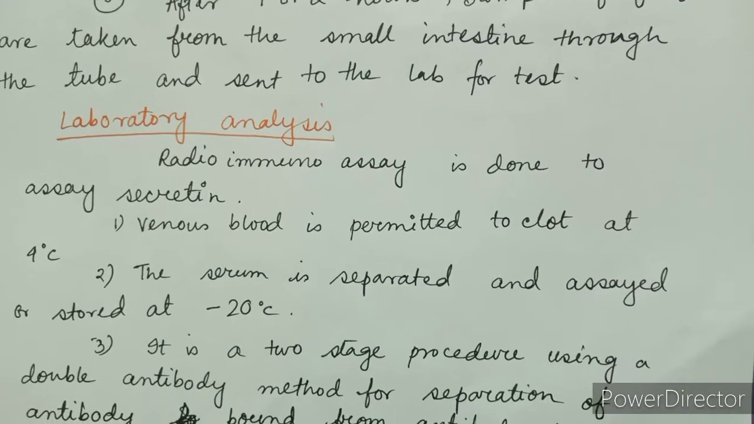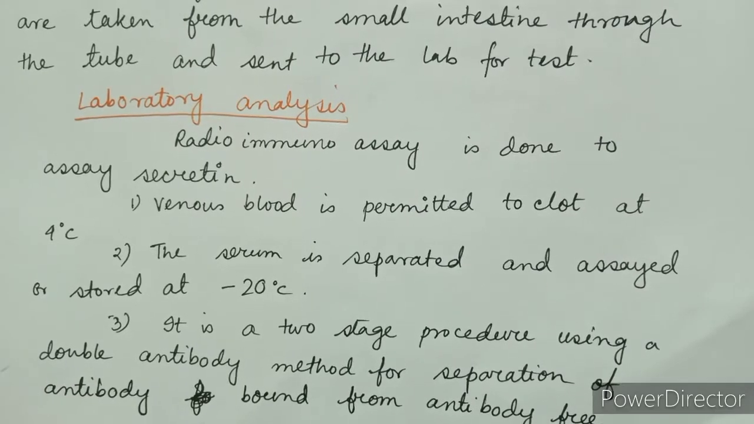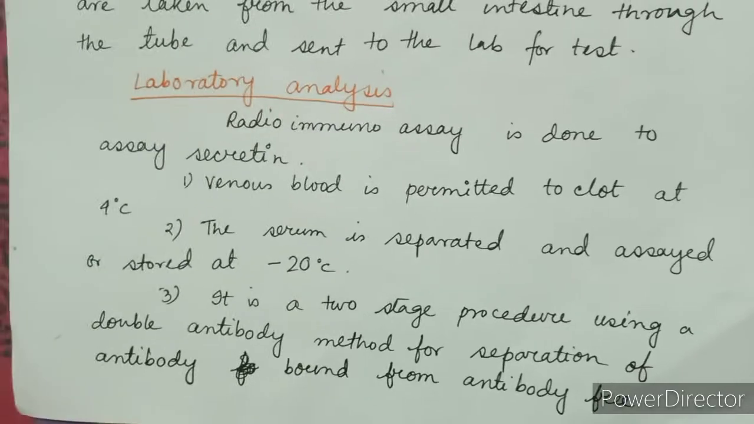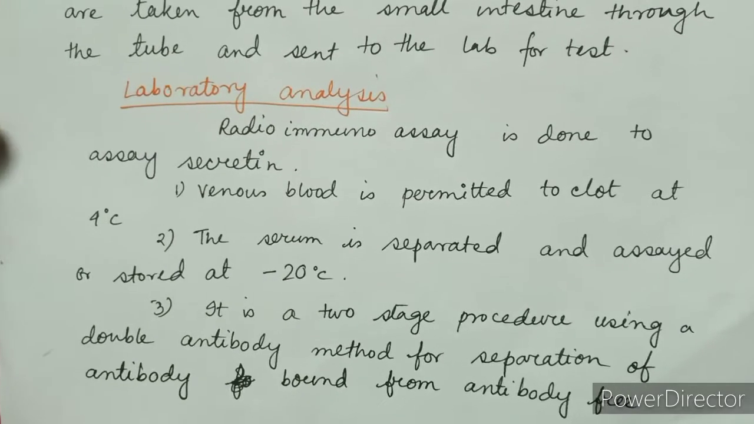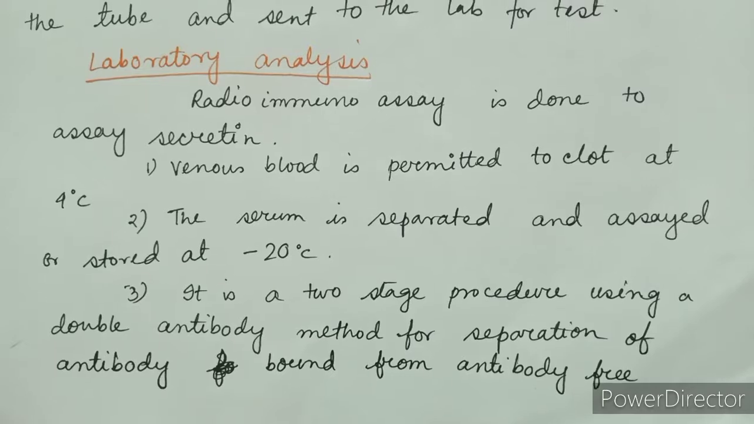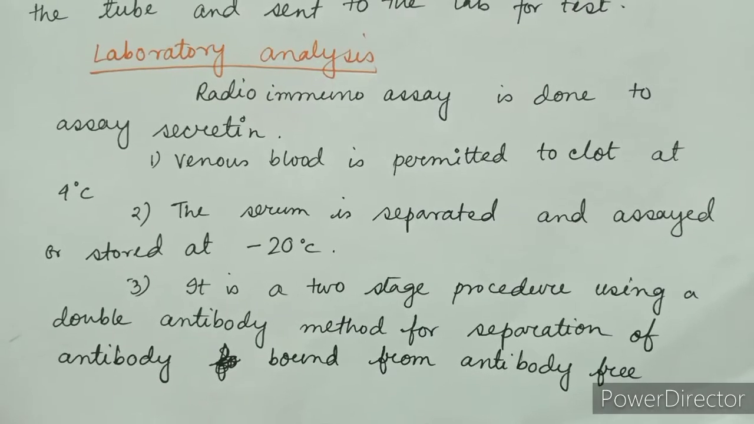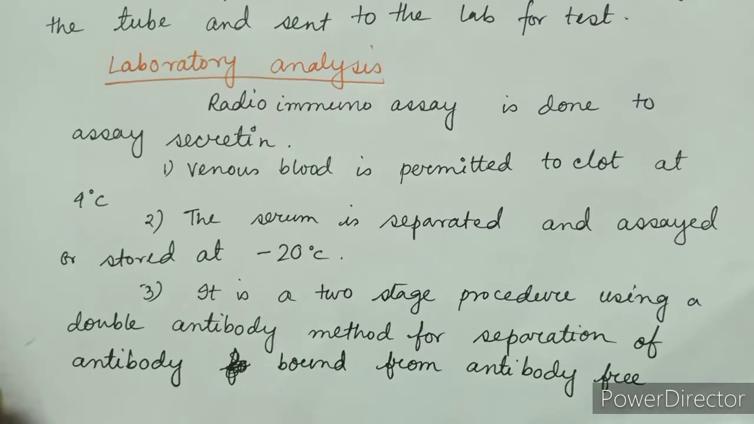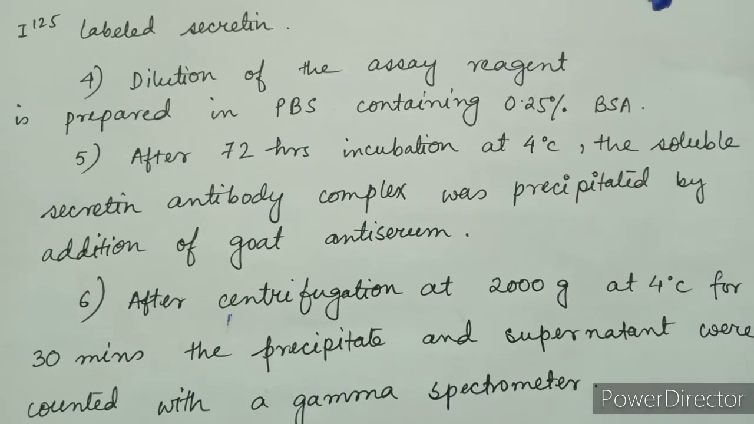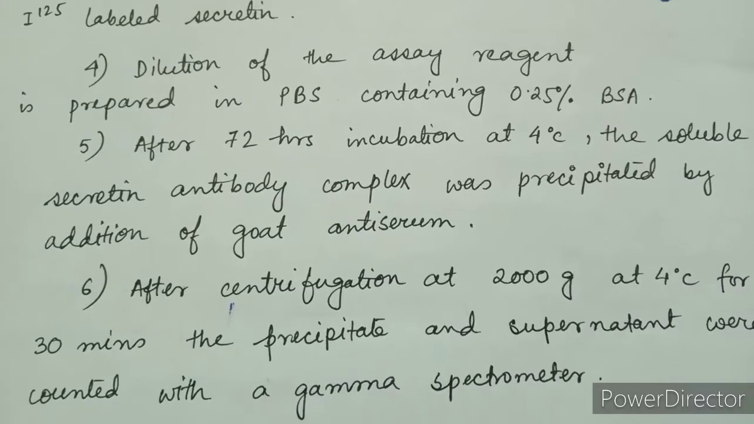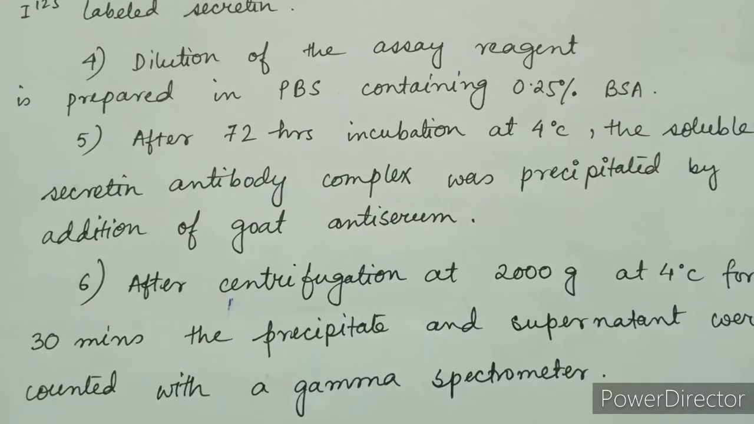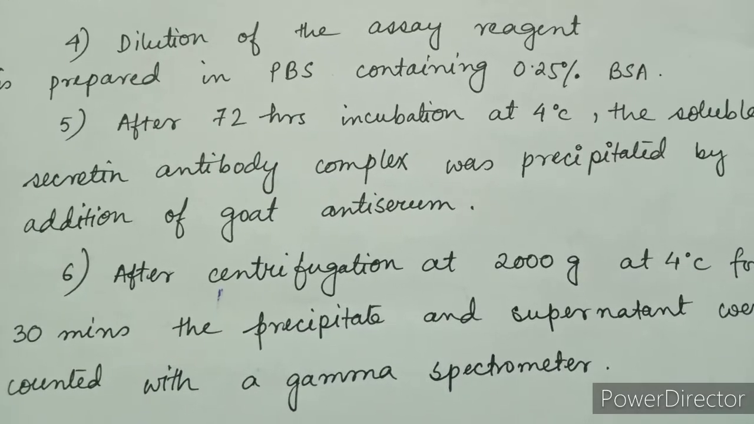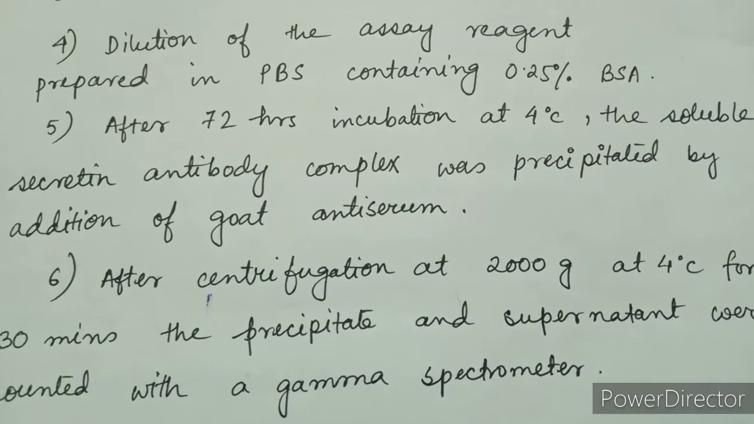How it is done? First, venous blood is permitted to clot at 4 degrees Celsius. The serum is separated and assayed or stored at minus 20 degrees Celsius. Third, it is a two-stage procedure using a double antibody method for separation of antibody bound from antibody-free I-125 labeled secretin. Next, dilution of the assay reagent is prepared in PBS, phosphate buffered saline containing 0.25% BSA, bovine serum albumin.